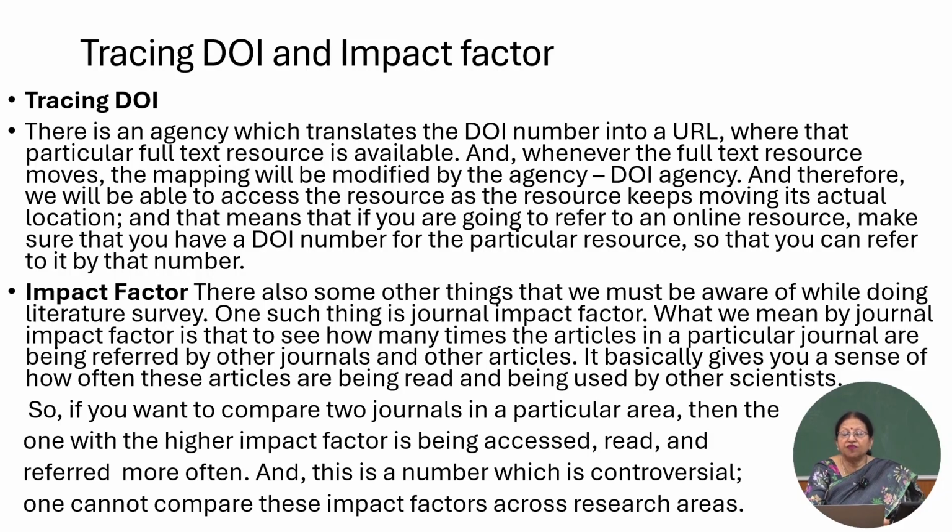There is an agency which translates the DOI number into the URL where that particular full text source is available. Whenever the full text source moves, the mapping will be modified by the DOI agency. Therefore, we will be able to access the sources even as the source keeps moving its actual location. That means if you are going to refer to an online source, make sure you have a DOI number for the particular resource so that you can refer to it by that number.